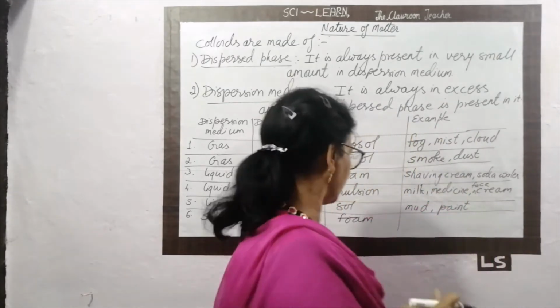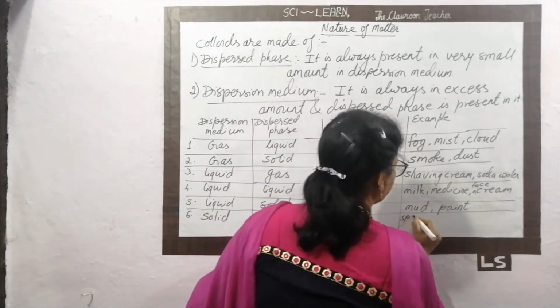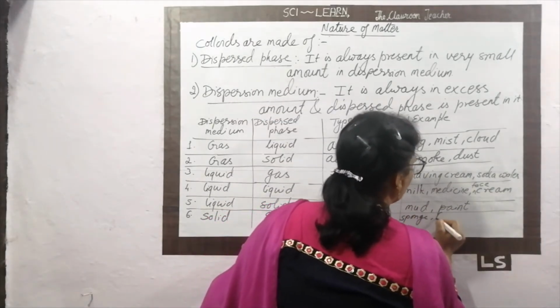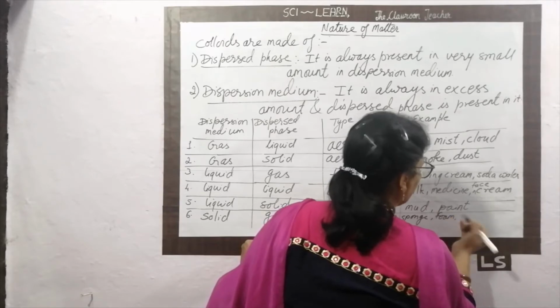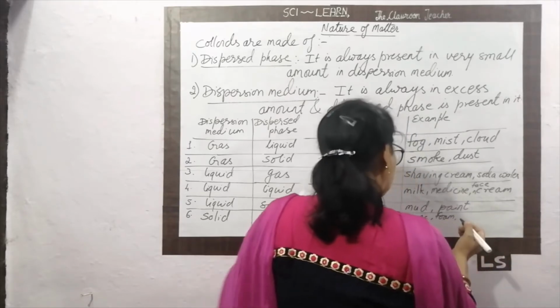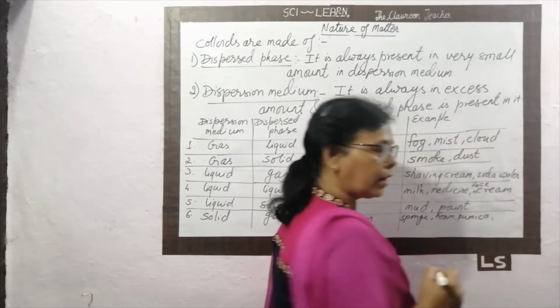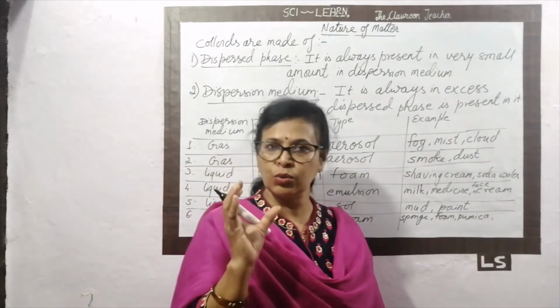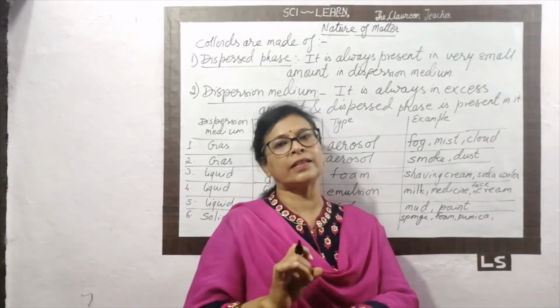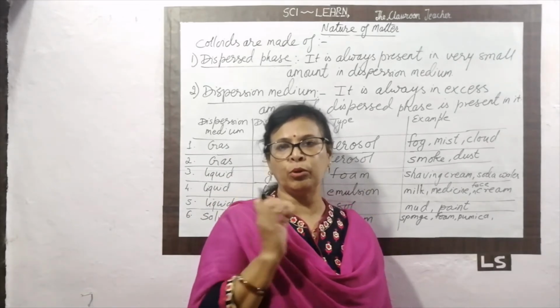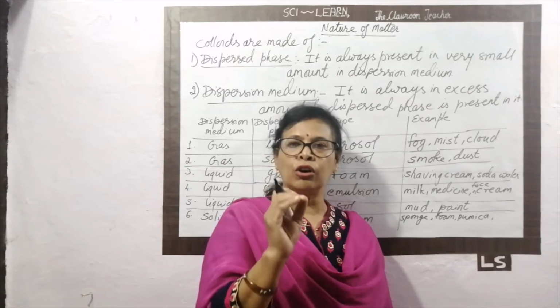Pumice stone. Okay. That is sponge, foam, rubber foam, or whatever you are going to call it. Then pumice stone, pumica, we call it pumica. Pumica is a stone that we use in our bathroom to clean our skin. That is called pumice stone or pumica. This is an example of gas in solid.